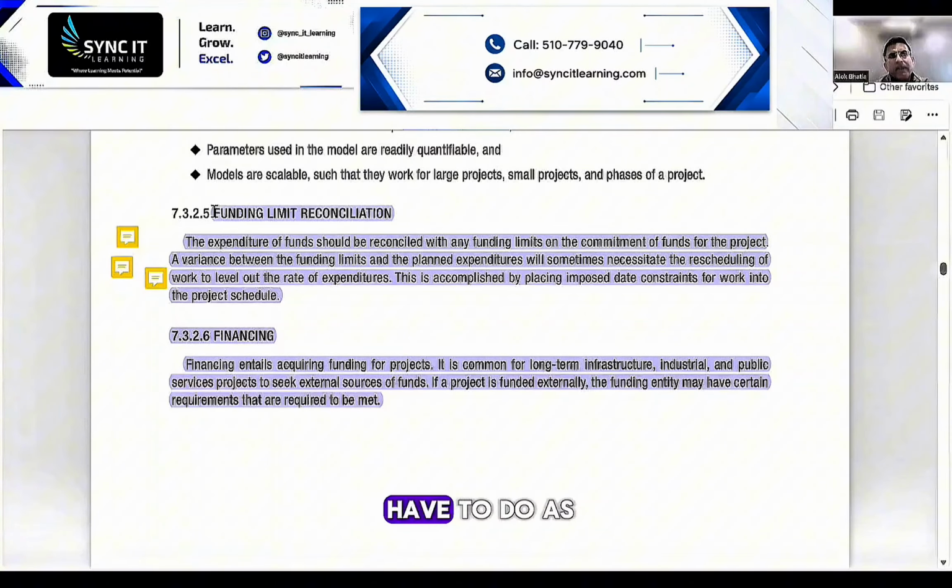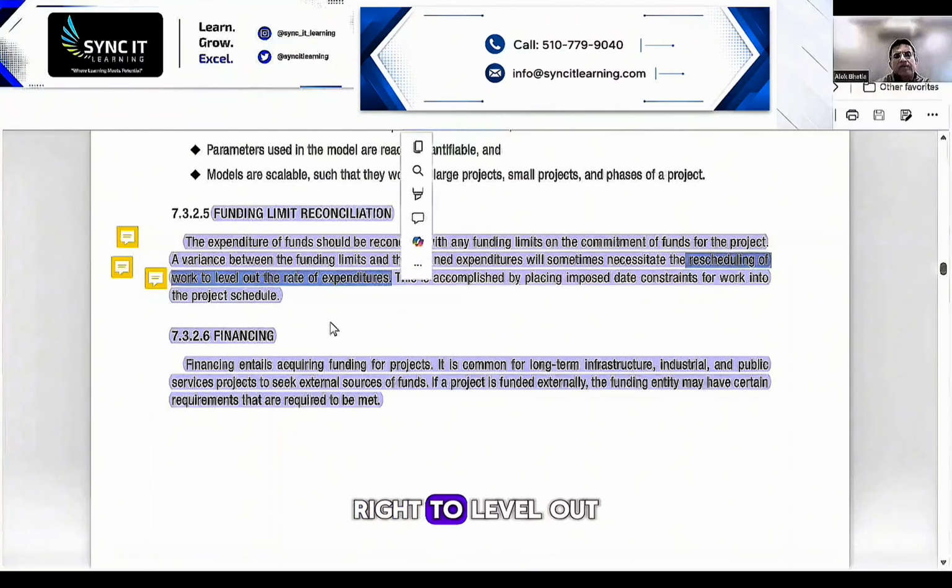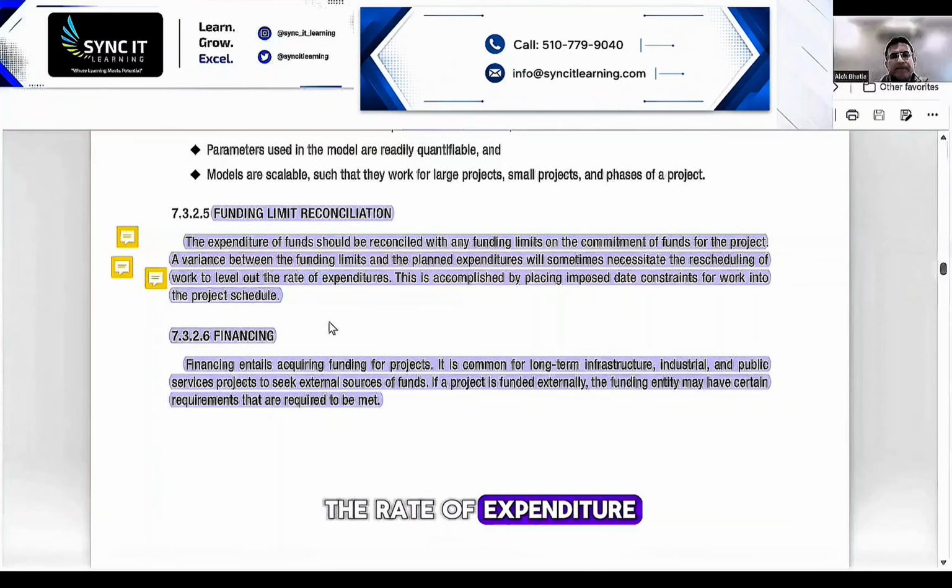So now, as a PM, you have to do something to your budget to reconcile it to the limit of funding. For example, you may have to get cheaper resources. You may have to cut some scope from your project. Or maybe the sponsor says, sure, you can have $1 million, but I can only give it to you over the next 15 months. So now you sometimes have to drag out a project to level out the rate of expenditure.